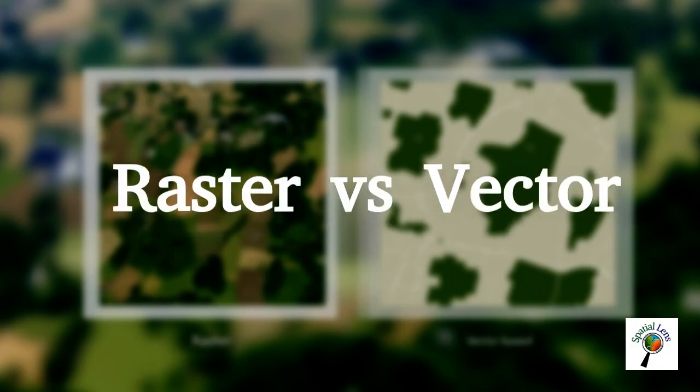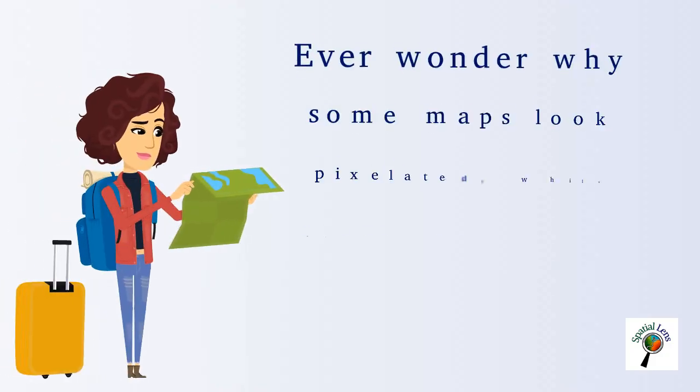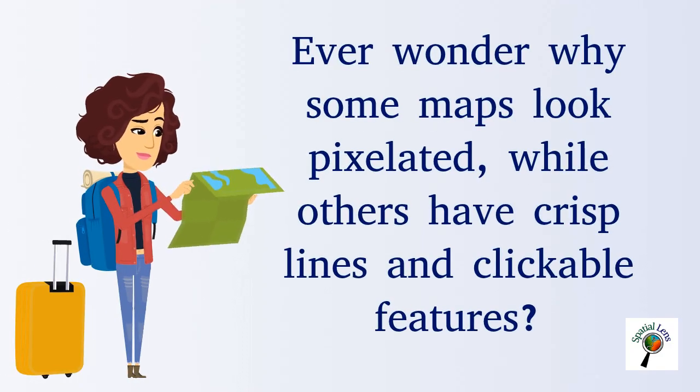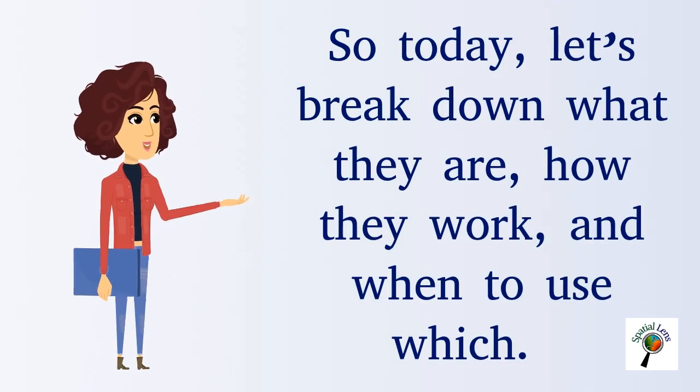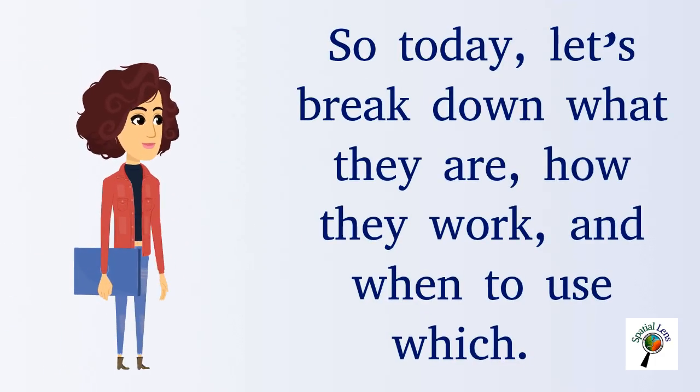Raster versus vector. What's the real difference in GIS? Ever wonder why some maps look pixelated, while others have crisp lines and clickable features? In GIS, all spatial data falls into two powerful formats, raster and vector. They serve different purposes, represent different types of data, and each has unique strengths. So today, let's break down what they are, how they work, and when to use which.